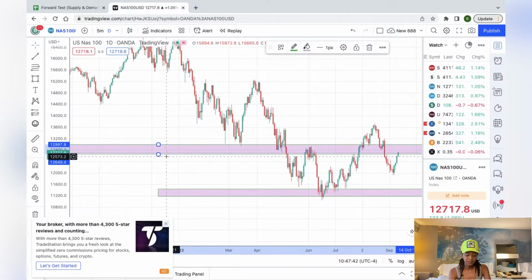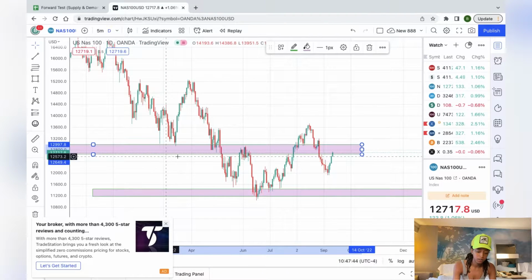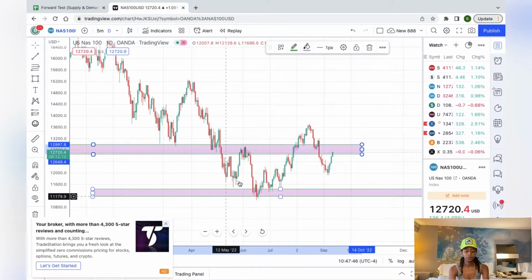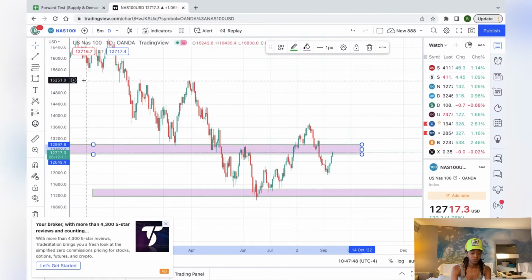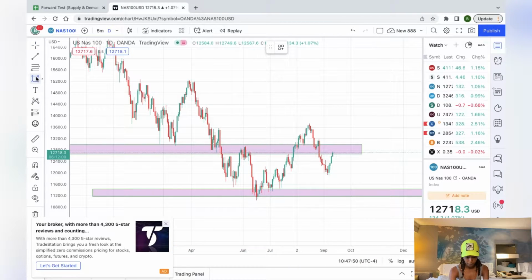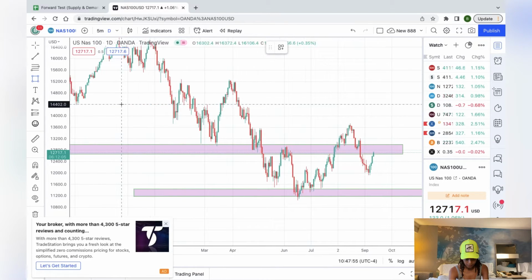If it doesn't, that means that's a valid zone. So now we marked up our support and our resistance zones. You know what I'm saying? And you don't only have to do 2. We can do more. All right, family? Let's try to find another zone.